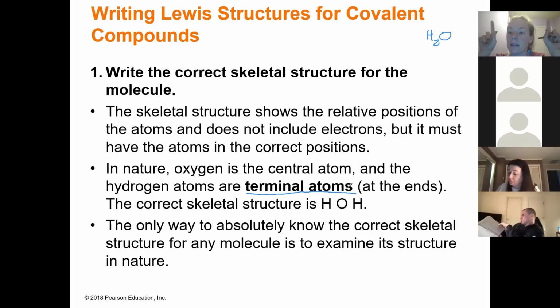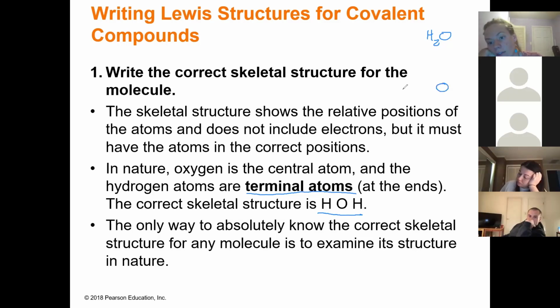Why does hydrogen like to be on the outside? Because hydrogen only wants to have 2 electrons. If we stick hydrogen in the center of the molecule, it's going to force it to have too many electrons. So we always put hydrogen on the edges and usually oxygen's in the center. It's not always, but definitely hydrogen is a terminal. So my skeletal structure is going to look something like this: oxygen in the center and hydrogens on the side. You could draw it like this, oxygen in the center and hydrogen above and below.